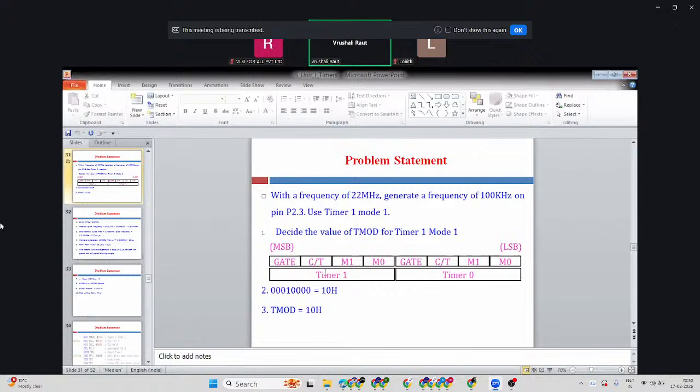Do you understand this? At first we are setting the TMOD. They have given us timer 1 mode 1, and according to their requirement we are setting this TMOD.